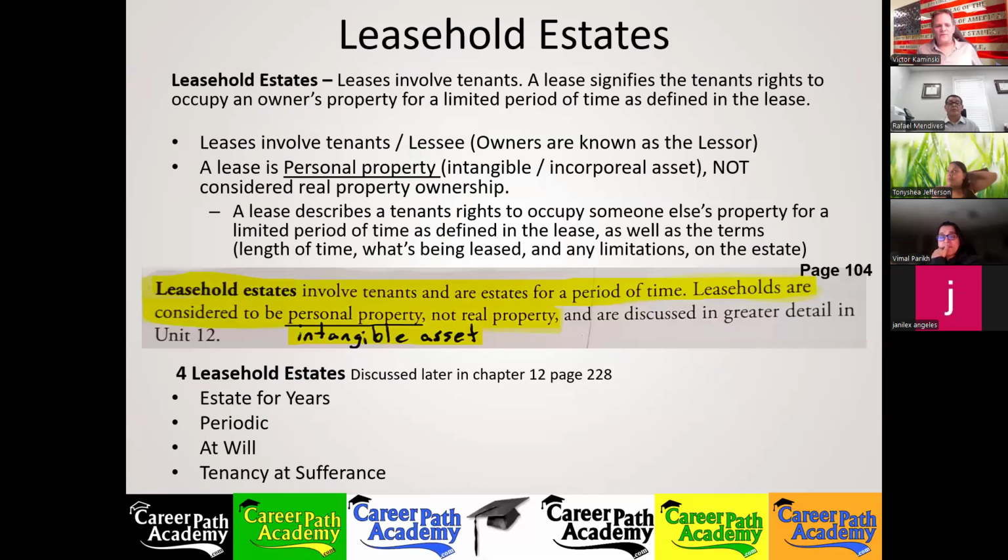So if you're a tenant at sufferance, you have the least rights of anybody to any real estate. You don't even have a lease to be there. You're not even paying rent. So a tenant at sufferance can be evicted at any time. And every day that they remain there, they cause the landlord to suffer. That's the tenancy at sufferance. That's where they get the name from.